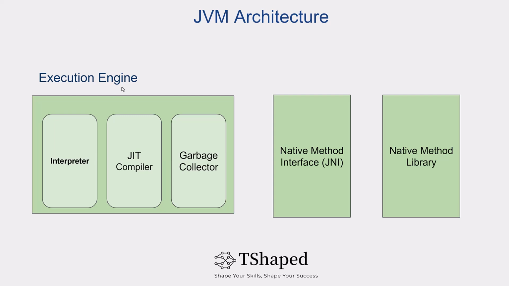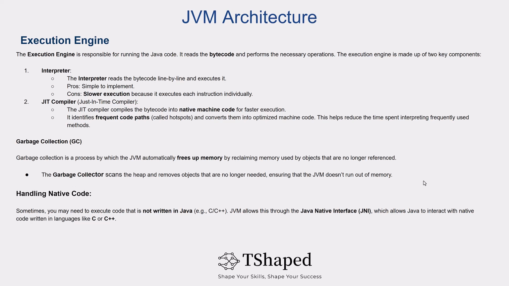So now, just to give the points on this also, let me add this. The interpreter reads the bytecode line by line, converts that to binary format and executes it. It is very simple to implement. It has slow execution. Why? Because the interpreter executes every code line by line.